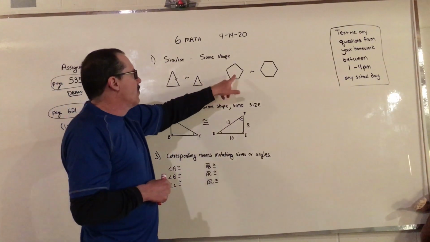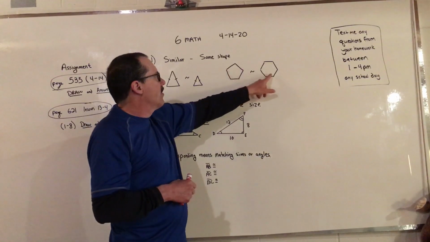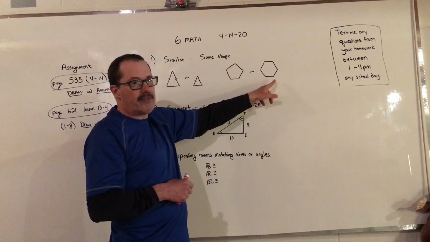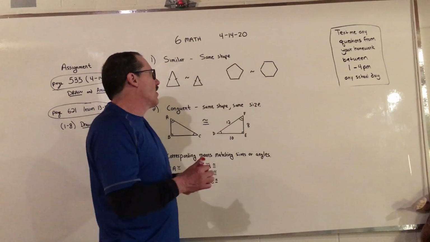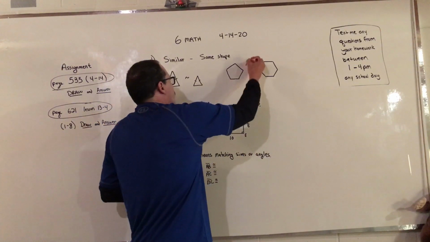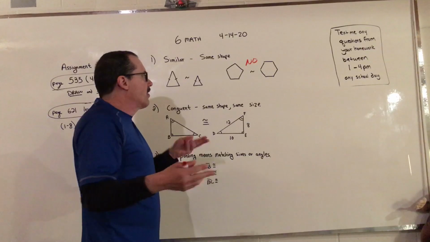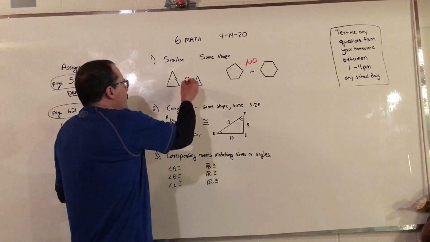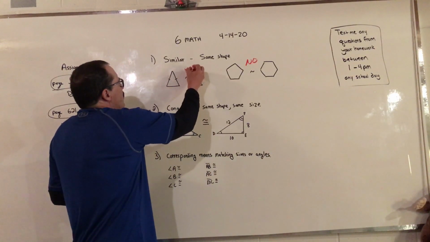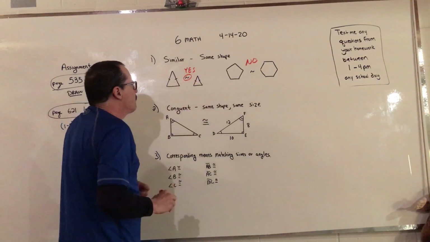If you look at these two, this one's a pentagon and this one's a hexagon, and they're pretty much the same size, but they're definitely not the same shape. And so this one is no, they are not. They're not similar, they're not congruent, they're not anything. This one is yes, so this one is similar.